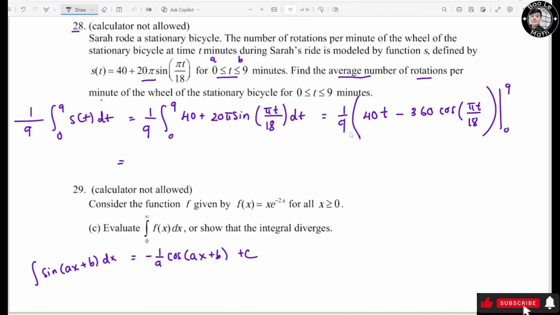So I'm going to substitute 9 for t, so it could be 1/9 times 360 minus, with 9 for t over here, cosine of pi over 2 is going to be 0, so we don't have to worry about this guy anymore, right? Substitute 0 for t, this guy equals 0, right? This guy becomes -360, and subtracting -360 is going to be +360, right? So it could be 720/9, and it's going to be 80 rotations per minute.